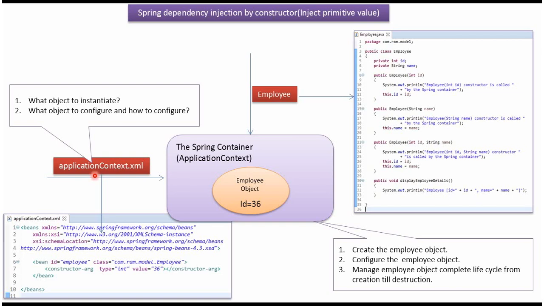What object to instantiate, what object to configure and how to configure, this information will be there in the Spring configuration file. Here we have mentioned the employee object should be created by the Spring container and, using constructor dependency injection, the ID value of the employee object should be set as 36. The Spring container reads this Spring configuration file, creates the employee object, configures it, and manages the full life cycle of the employee object.